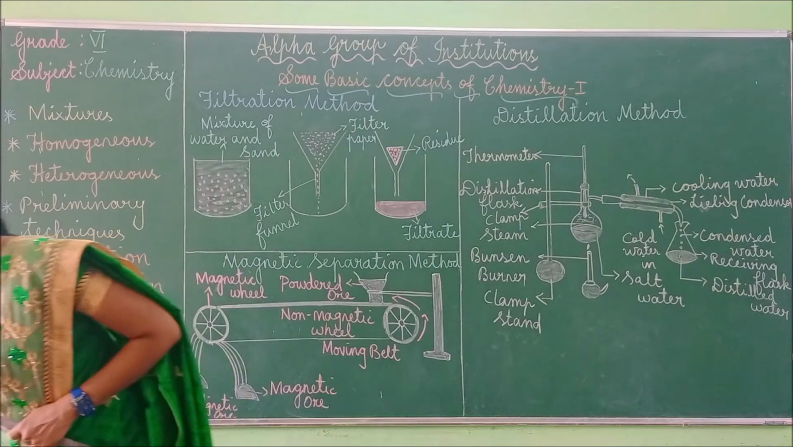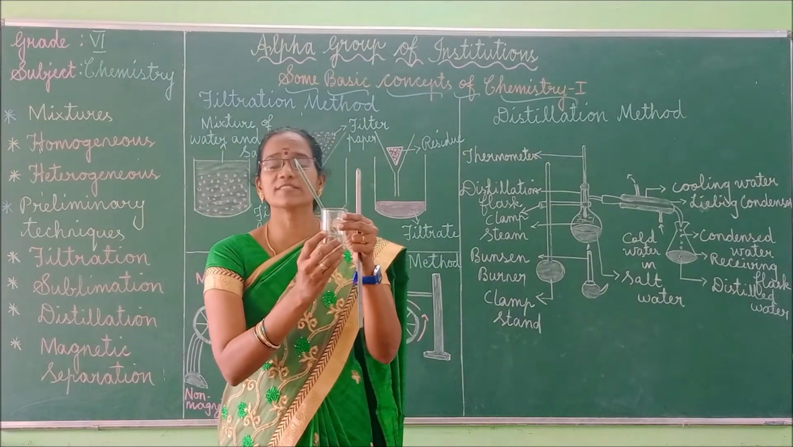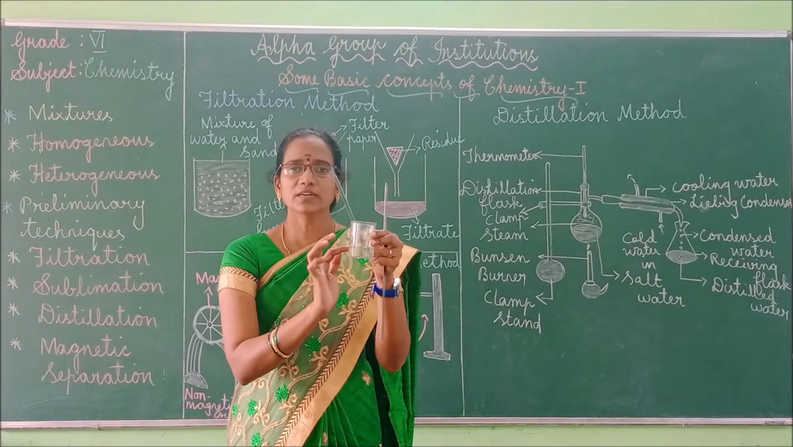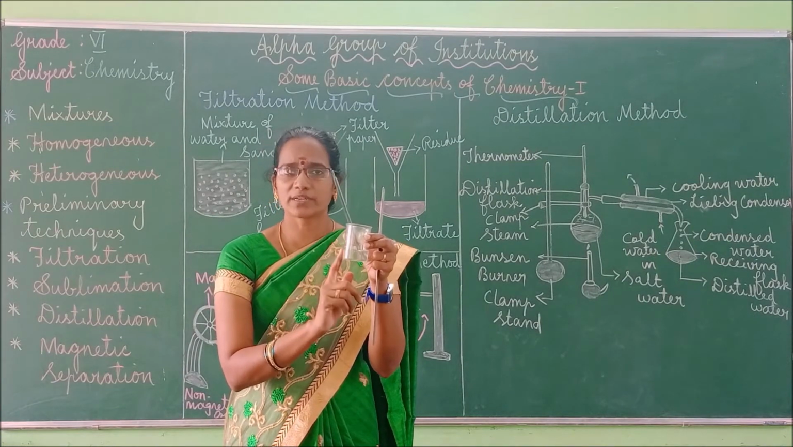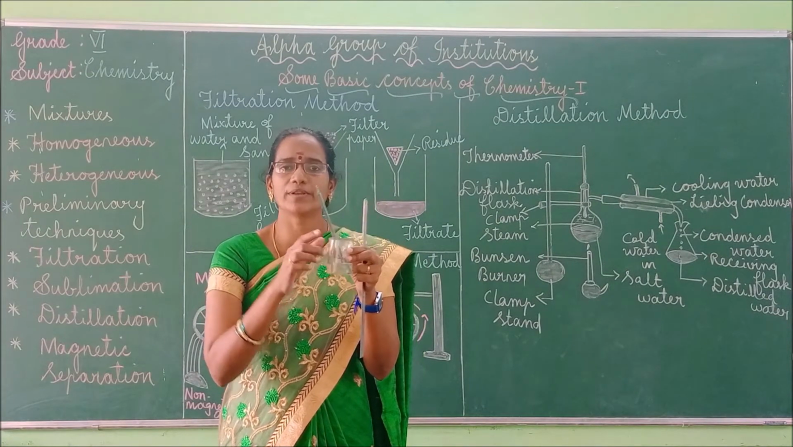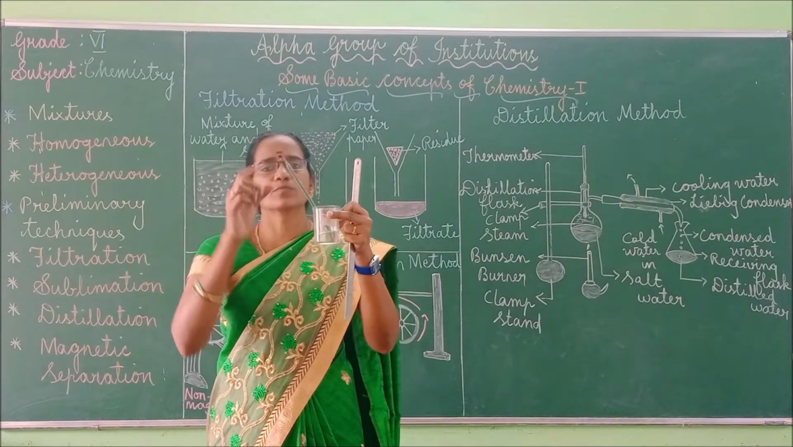So look at this mixture. This is an example of homogeneous mixture. Here two components are added. One is the water and another one is the salt. That is salt dissolved in water. So this is an example of homogeneous mixture.